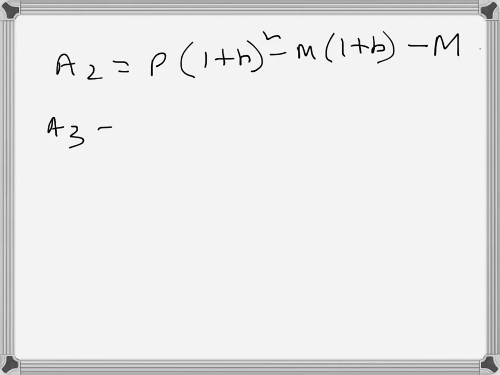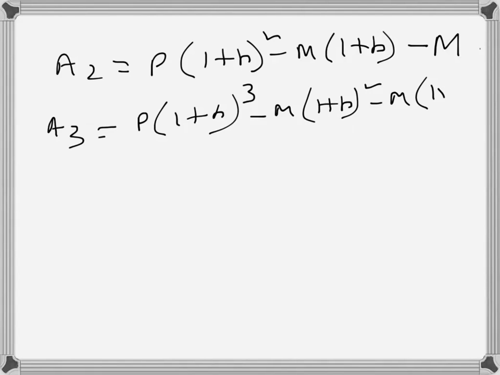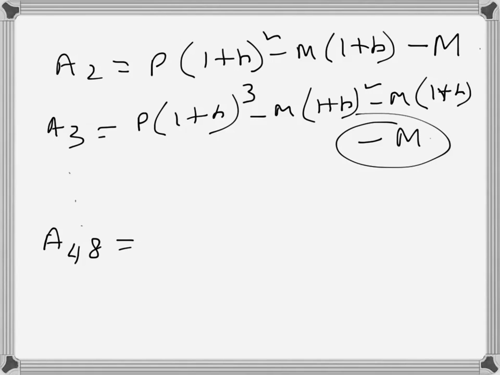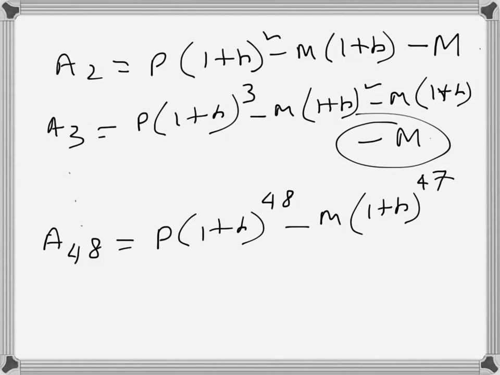So it goes on like this. So for 3, it is P(1 + R)³ minus M(1 + R)² minus M(1 + R), and then the monthly installment. So this way it will go up to 48. After the 48th month, it will become P(1 + R)^48 minus M(1 + R)^47 minus M(1 + R)^46 and it goes on like this, minus M(1 + R), and then minus M.